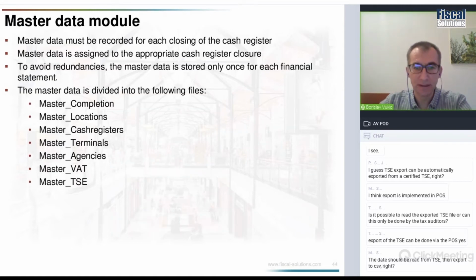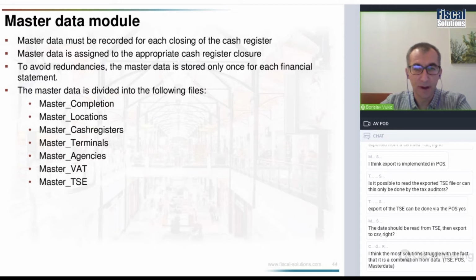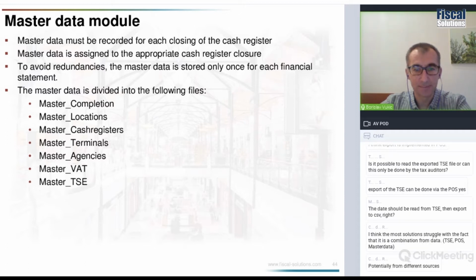The next one is the master data module. Master data module must be recorded for each closing of the cash register. Every row in the master data is assigned to the appropriate cash register closure. The master data is divided into the following files: master completion, locations, cash registers, terminals, agencies, VAT, and TSC. I will give more details about these files in the last chapter of this webinar.